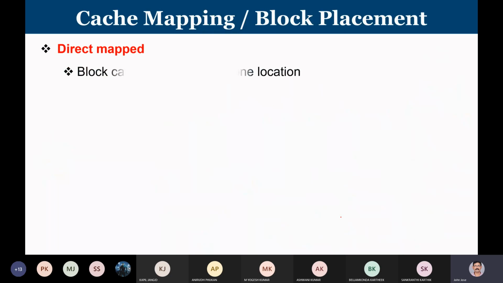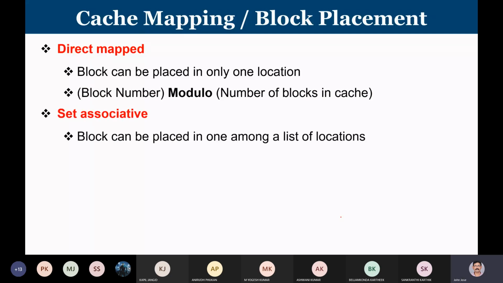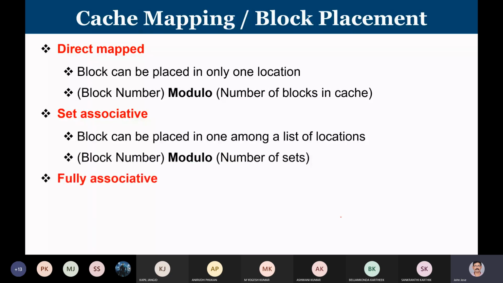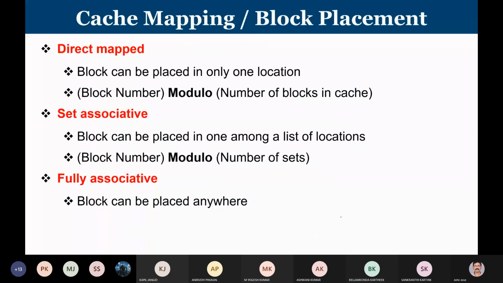So for cache memory block placement, we have a direct mapped cache, which says a block can be placed in only one location. How do you find it? Main memory block number modulo number of blocks in the cache. The second category is set associative cache, where a block can be placed in one among a list of locations. What do you do? Block number modulo number of sets. The third one is fully associative, where a block can be placed anywhere in the cache. So there are 3 categories of cache memory mapping: direct mapped cache, set associative cache, and fully associative cache.